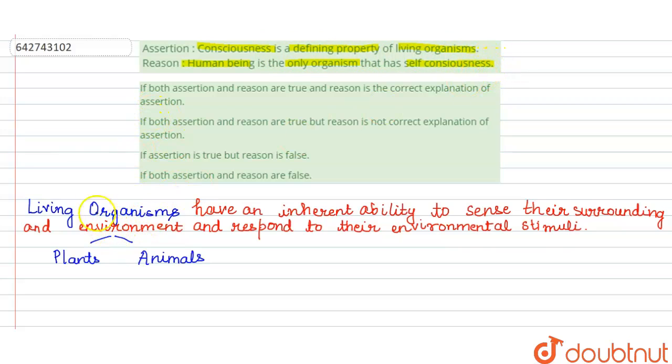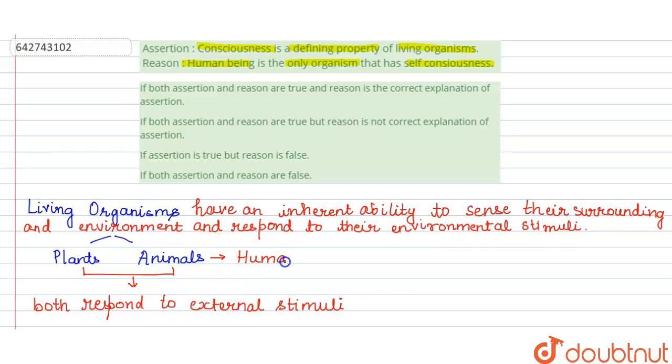Now we have the living organisms, two of them, plants and animals. What do we see for both of them? That they both have the ability of consciousness, right? That is, they both respond to external stimuli. And among the animals, when we talk about human beings, human beings are the only animals that have the property of self-consciousness, that is awareness about themselves, one's own self. Self-consciousness means awareness about one's own self.